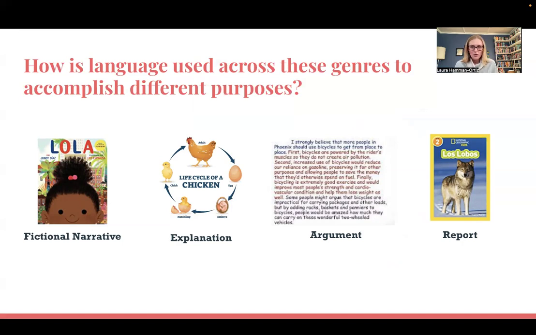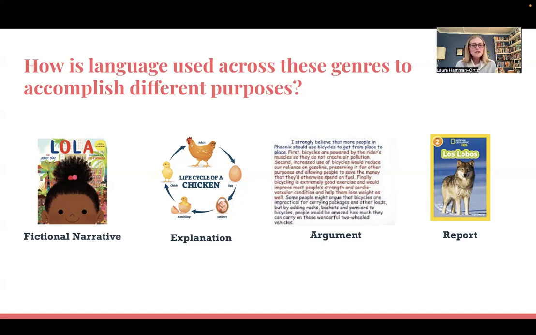So using those 4 functions that WIDA identifies, we could think about how language is used in fictional narratives to accomplish its purpose of telling a story, how language is used in an explanatory text or in an explanation that tells how something happens, how something works, how language is used in an argument where the goal is to persuade, and how language is used in a report where we're trying to inform, right, provide information.